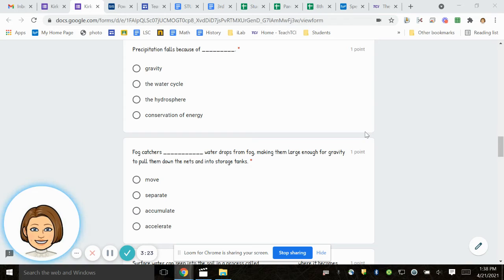Number 9, precipitation falls to the earth because of gravity, the water cycle, the hydrosphere, conservation of energy. Number 10, fog catchers blank water drops from fog, making them large enough for gravity to pull them down the nets and into storage tanks. Move, separate, accumulate, accelerate.